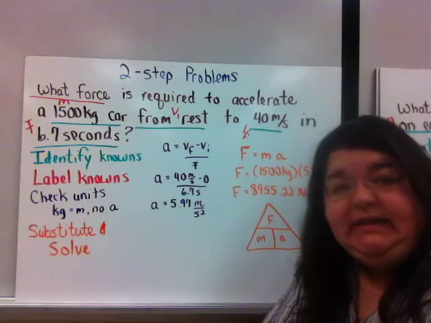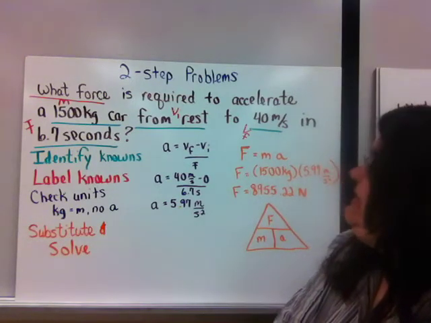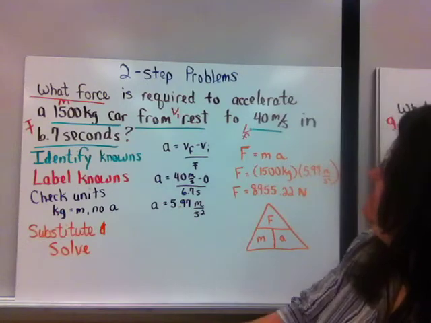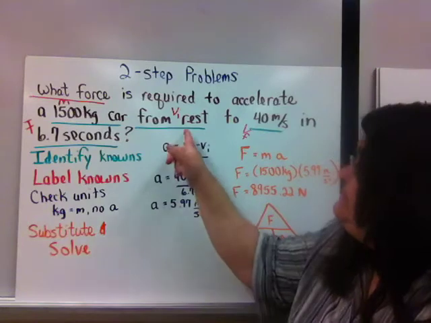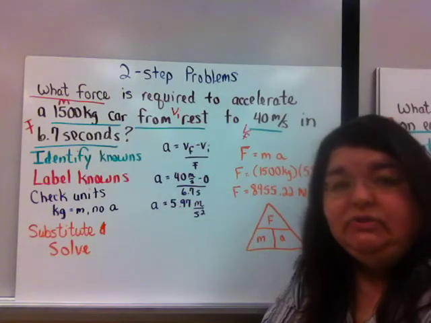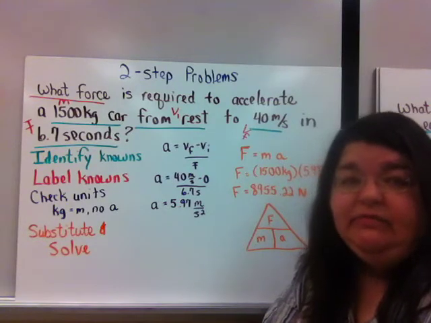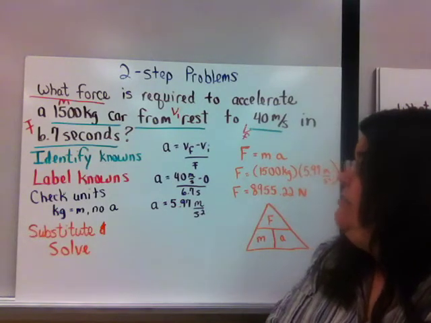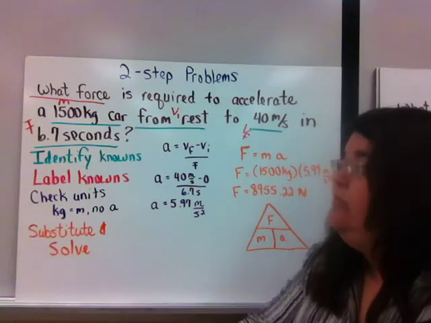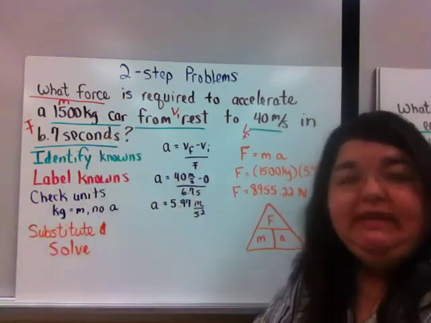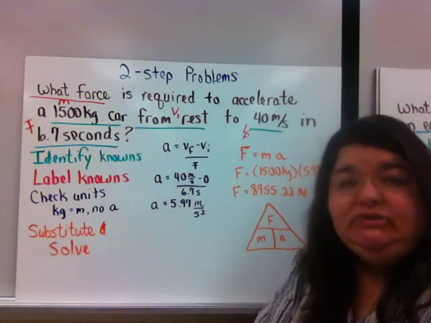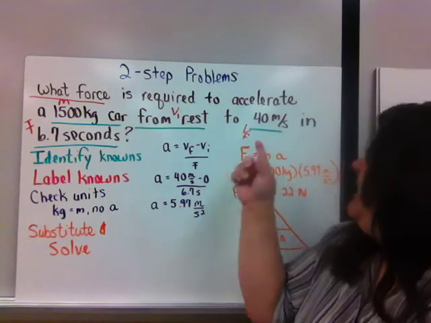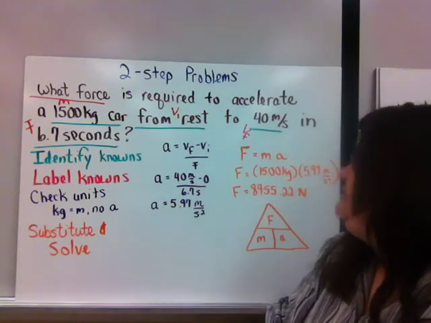My first step is to identify my knowns, and when I do that, I see that I have 1,500 kilograms, 40 meters per second, and 6.7 seconds. But notice I have the phrase from rest underlined as well, because from rest is a numerical piece of information for us. When I label my knowns, the 1,500 kilograms is mass, the 6.7 seconds is time, and this from rest tells me my initial velocity was 0. Now my final velocity is 40 meters per second.